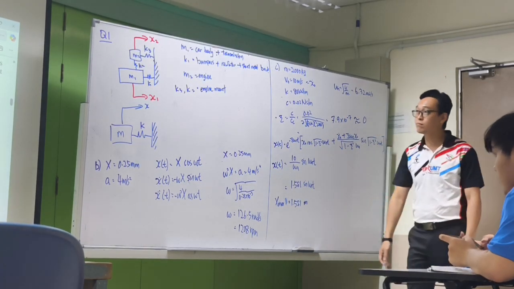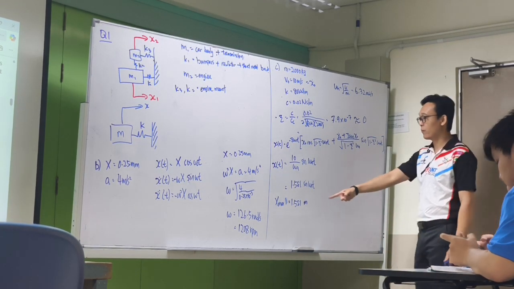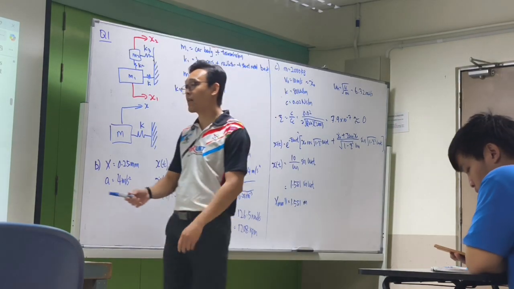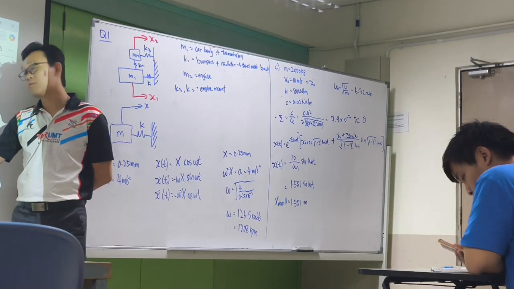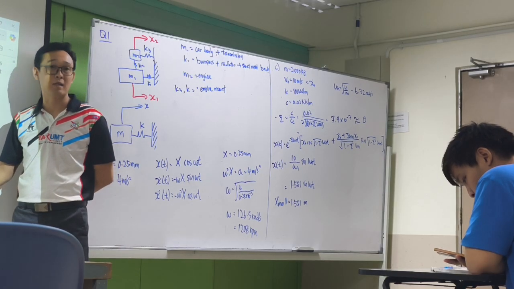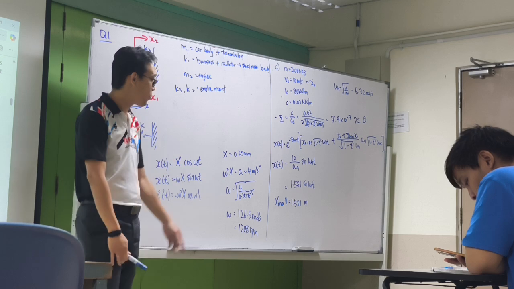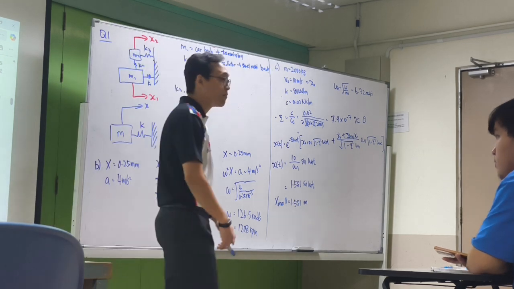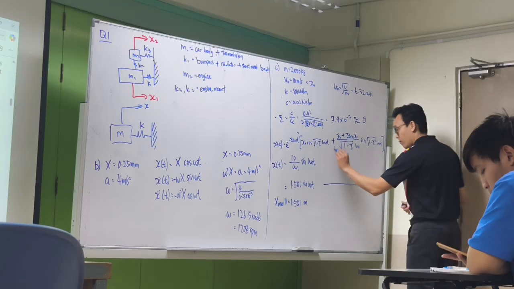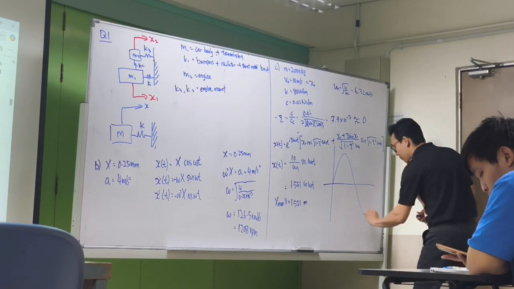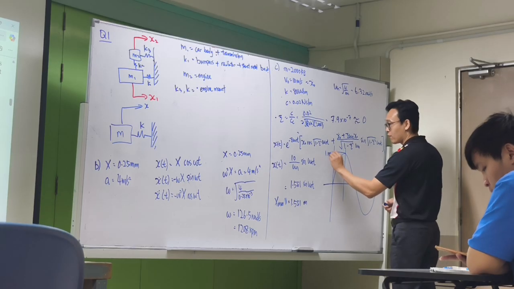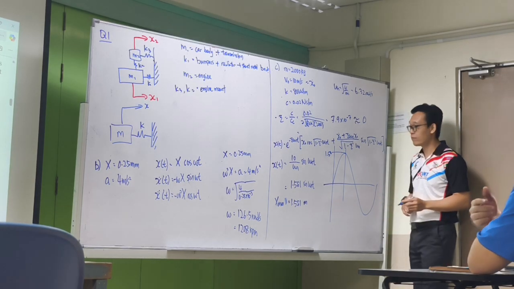How to get the maximum, the time taken to reach this value, 1.581? At time zero it starts here, so 1.581 means the spring is compressed to the maximum value. So you reach 1.581. How do we get the time? It's a sine wave. This is a sine wave. Here is 1.58.